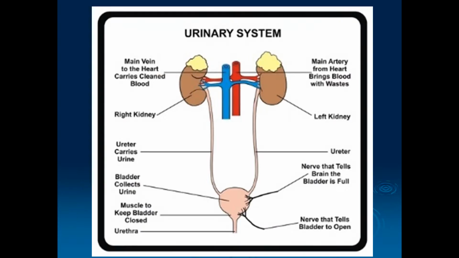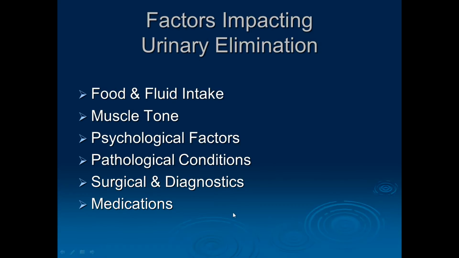And this just shows you the urinary system. Your kidneys make the urine, and then the urine flows down through here, through the ureter to the bladder, and then is excreted through the urethra. So factors that can impact urinary elimination are listed here. When we think of the term urinary elimination, some other terms that you may hear for this are urination, voiding, or micturition.